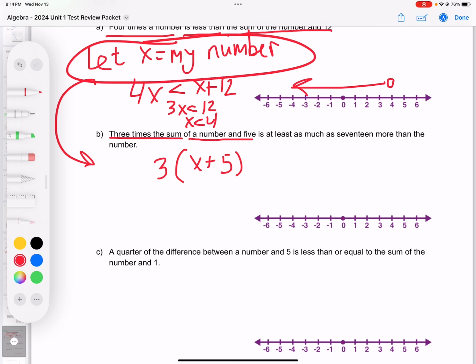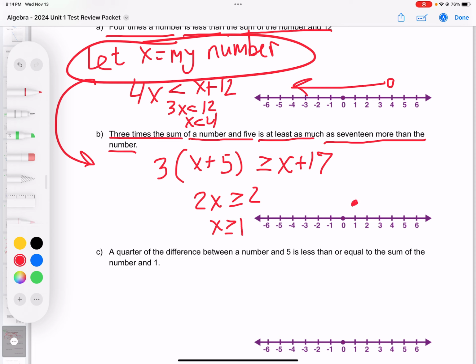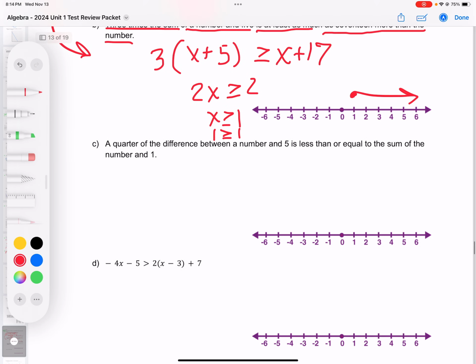So it's either as much or it's greater than. So it is at least as much as 17 more than the number. Here is 17 more than the number. From there, again, I trust your solving. You'd have 2x is greater than or equal to 2, so x is greater than or equal to 1. I just wanted to show the solid point because 1 is a solution there, because 1 is greater than or equal to 1, because the equals is included.